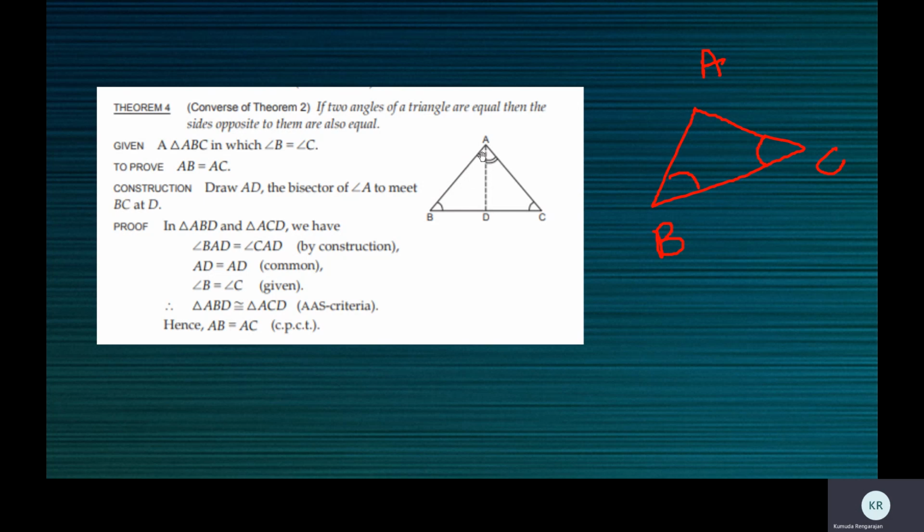So in this triangle, we have one half. In the other triangle, we have the other half. So angle BAD is equal to angle CAD. This is by construction. AD is equal to AD, common side. And we also have angle B of this triangle equal to angle C of this triangle.